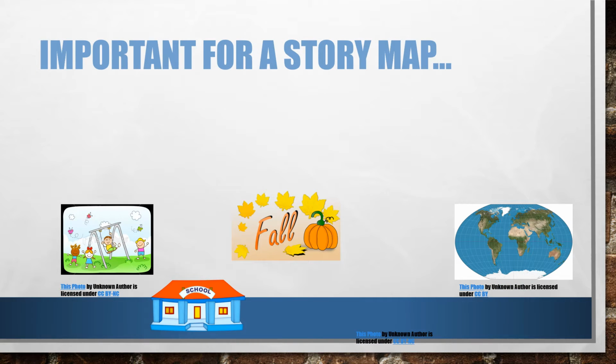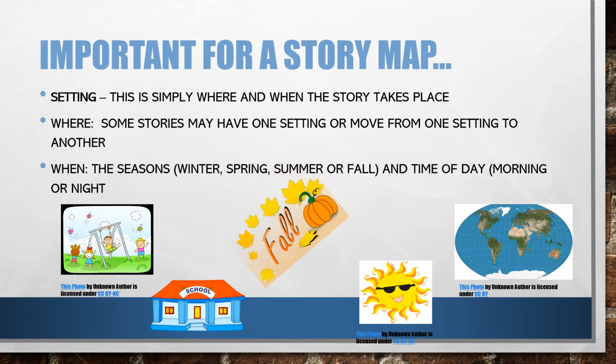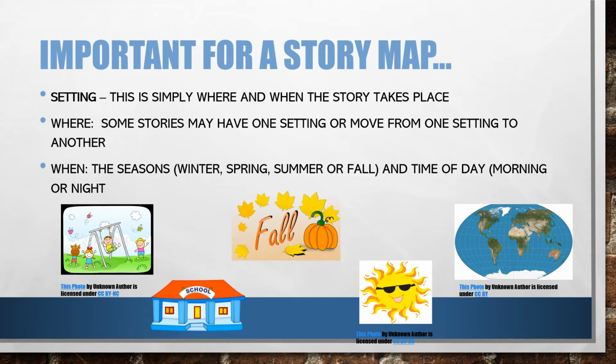Another important part to include in a story map is the setting. That is simply where and when the story takes place. Some stories may have one setting, or they may move from one setting to another. You may list the seasons. Is it winter, spring, summer, or fall? And you may even list the time of day. Is it morning or night?